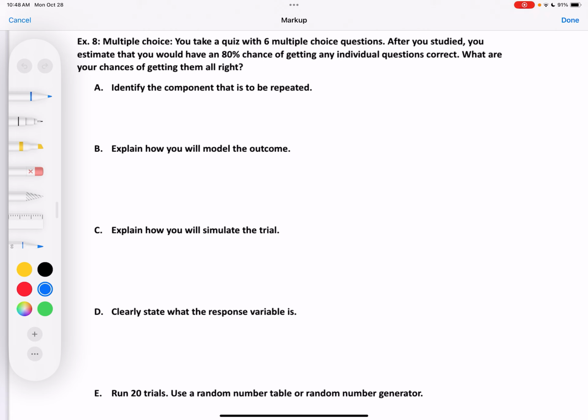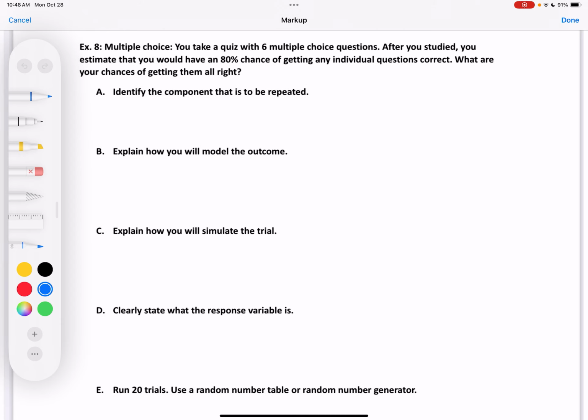All right, so we have a quiz with 6 multiple choice questions on it. After you studied, you estimate that you would have an 80% chance of getting any individual question right. What are your chances of getting them all right? So what is being repeated? Answering a question on the quiz, yeah. Pretty chill. Seems too easy.